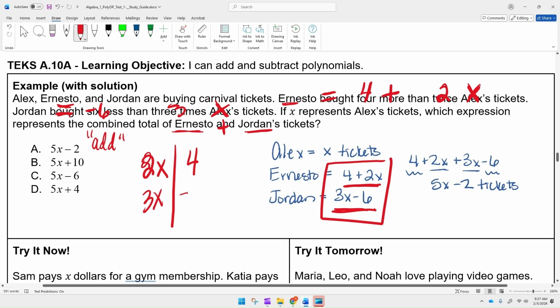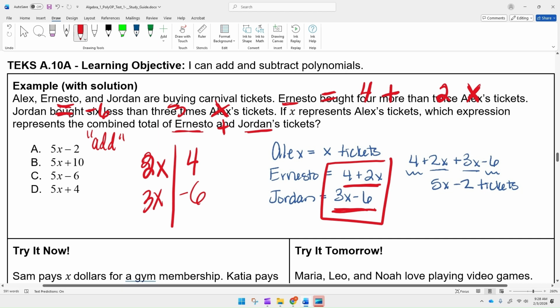Then I have -6. Okay. 2x plus 3x, we're just going to add the like terms. So add the same last name. The x's are the same last name. So that's going to be 5x.